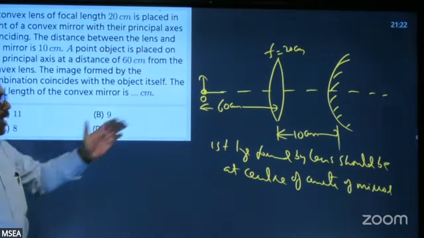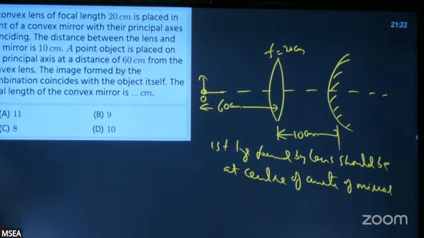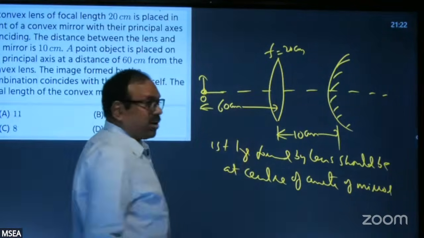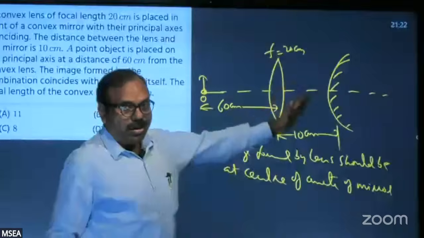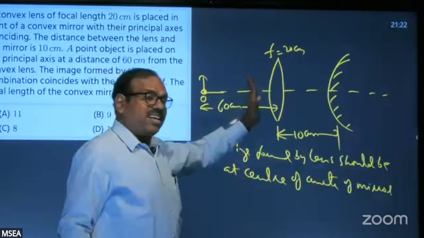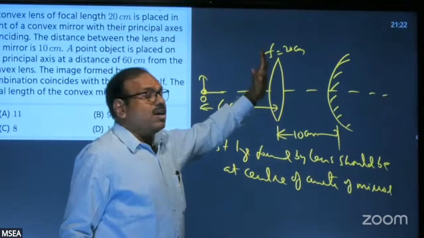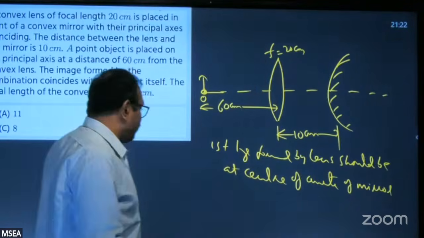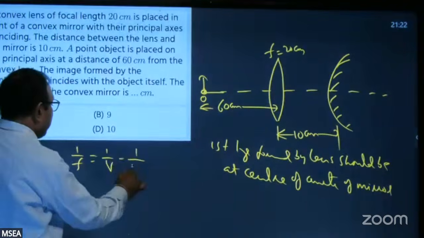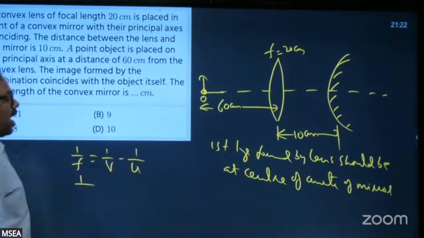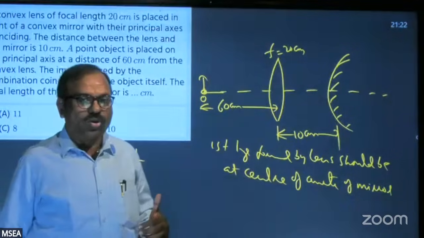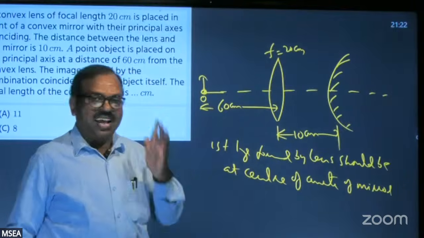So the first image formed by the lens. First we have to calculate where we get the image. Object distance is there, focal length is there, so I can calculate where we get the image formed by the lens. Then what is the lens formula? 1 by f is equal to 1 by v minus 1 by u. For a convex lens, focal length is positive. For a concave lens, focal length is negative.